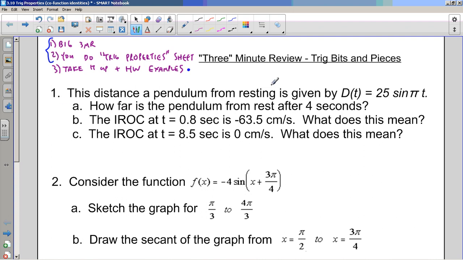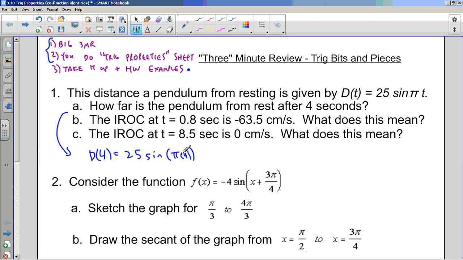The first one is basically some interpretation. How far is the pendulum from rest after 4 seconds? That's just d at 4, right? So all I have to do is calculate d at 4 and then bash that into a calculator. One mention is be careful that you put the pi times 4 in brackets.